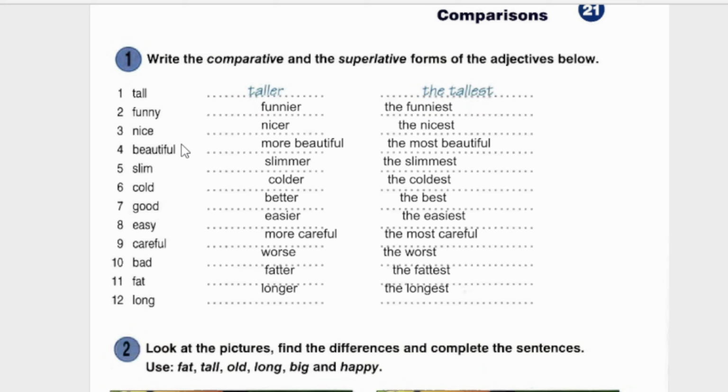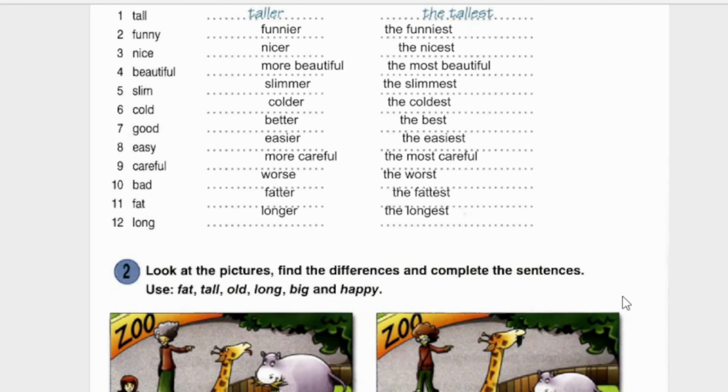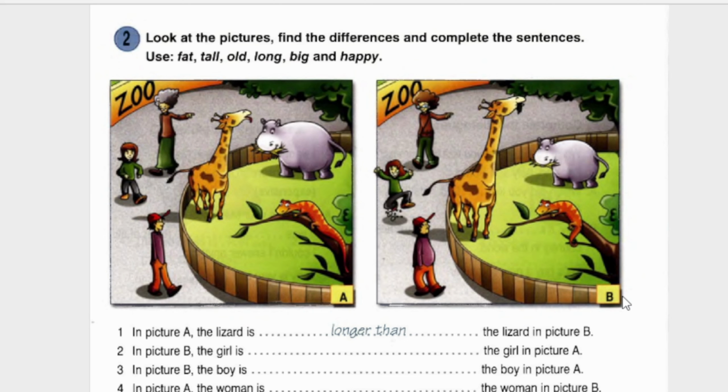slim, slimmer, the slimmest; cold, colder, the coldest; good, better, the best; easy, easier, easiest; careful, more careful, the most careful; bad, worse, the worst; fat, fatter, the fattest; and long, longer, and the longest.